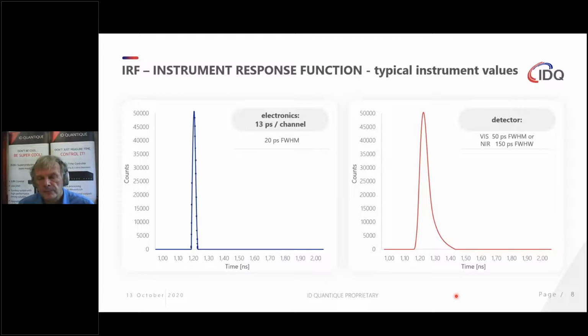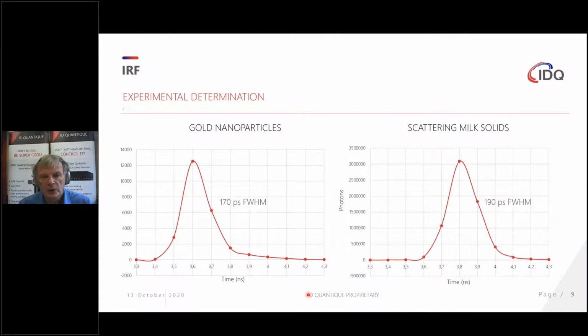You can measure the instrument response function directly. Often it requires quite a bit of change to your experimental setup. So on the next slide, I show a few measurements of the overall instrument response function. On the left-hand side, if you measure it by scattering of the laser light onto gold nanoparticles towards your detector, you can see that we measure a full width half max, an overall instrument response function, of 170 picoseconds. A much simpler way is just using milk colloids, colloidal milk solids, and then you also get a similar full width half max, in this case about 190 picoseconds. So that's your overall instrument response function.